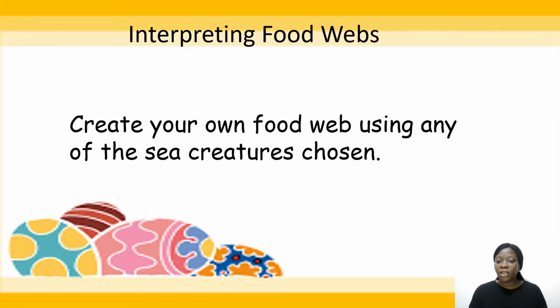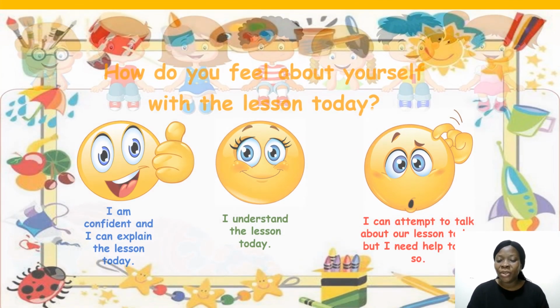Now, the task you're going to be doing today is this. Choose a sea creature. Remember, we've been learning about sea creatures. Choose a sea creature and create your own food web showing different meals, different animals, different plants, different interconnection of food chains pointing to one animal, what that animal eats at different points in time. Okay, when you're done doing this, give yourself a thumbs up and let me know how you felt about today's lesson.